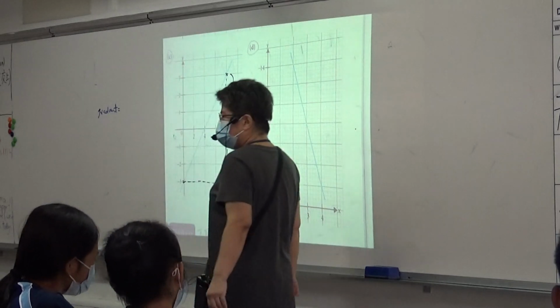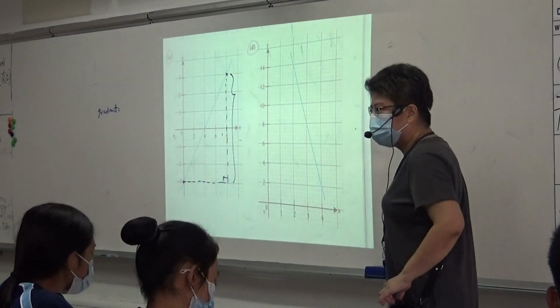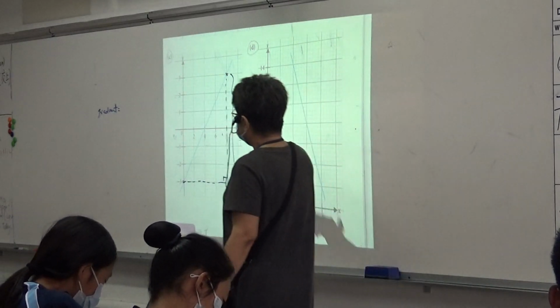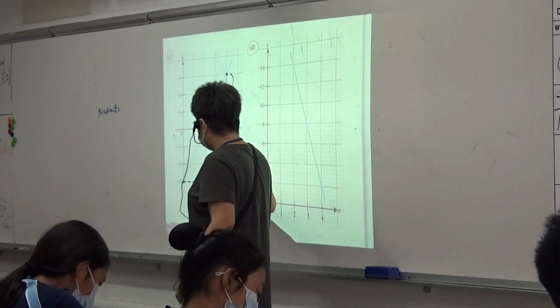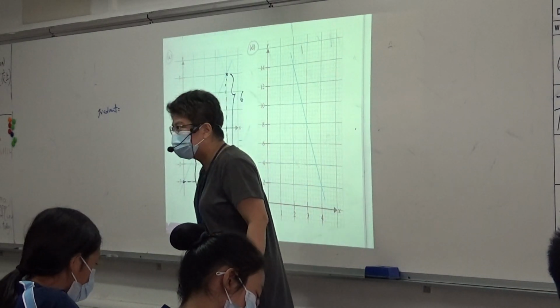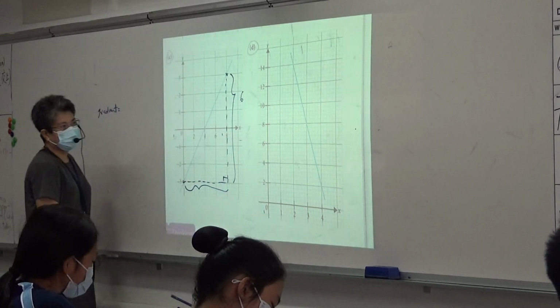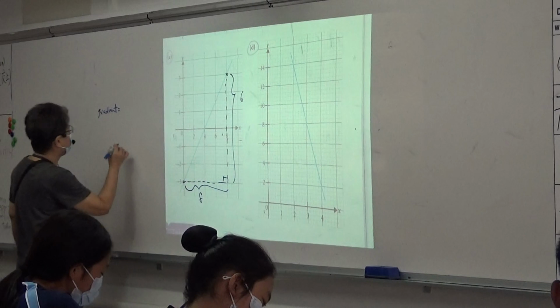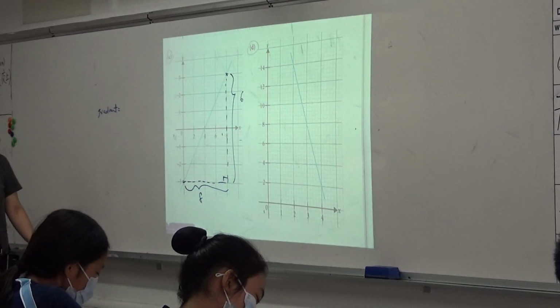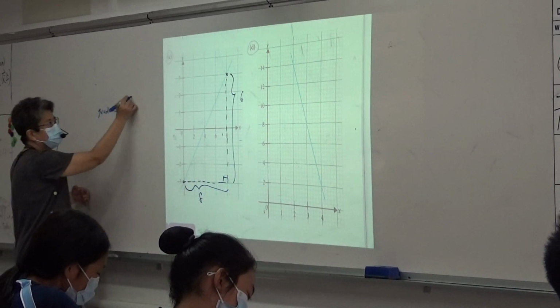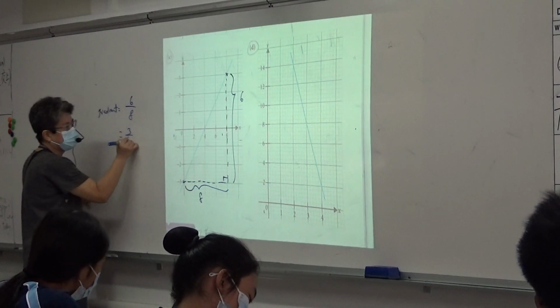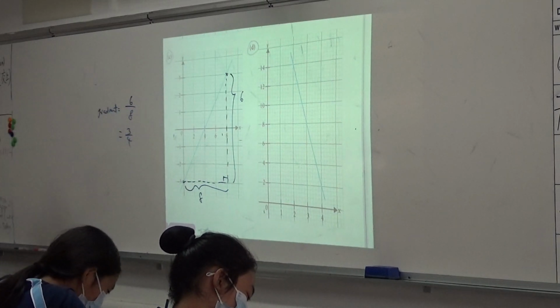Do you know if I choose these 2 points, how much is the rise? How many units here? Do you agree? 6. Okay. How many units here? 8. So, positive or negative? Positive. So 6 over 8. Answer 2 over 4.